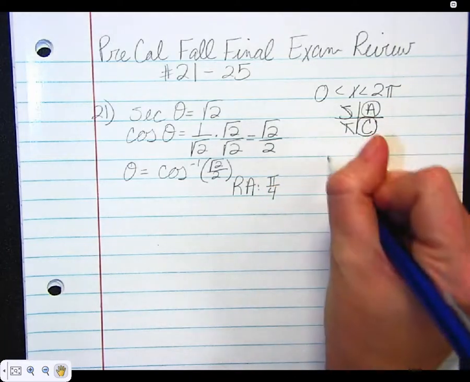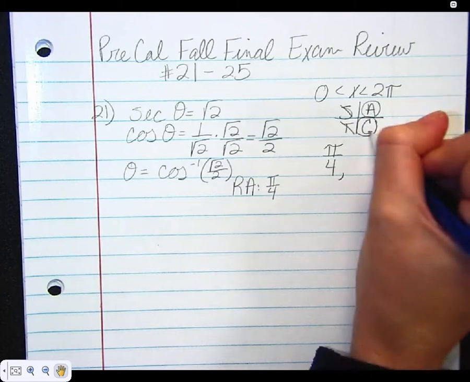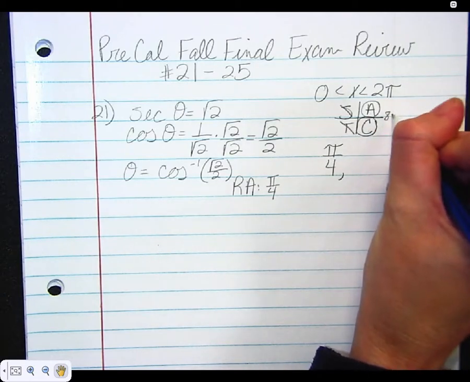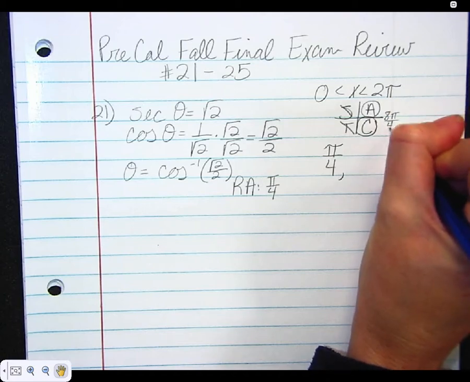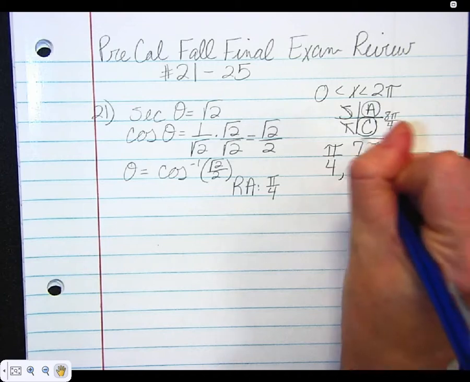So in the first quadrant, the reference angle is that angle. So I'm going to be working at pi over 4. And then I want to work down here in the fourth quadrant. And so I know this right here is 2 pi or 8 pi over 4. So in the fourth quadrant, I'm going to call that 7 pi over 4.